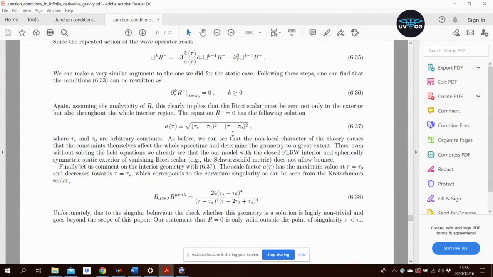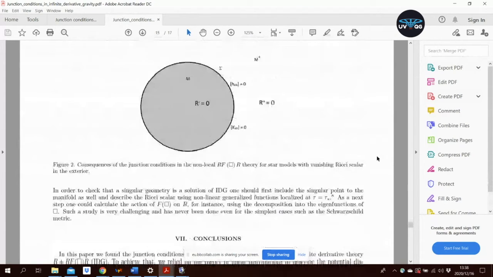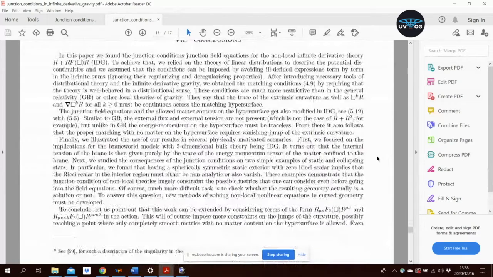But as I have said, this scale factor is singular, because this is a singular collapse that it's describing. So it is difficult to see if this is actually a solution of this non-local theory. But what we do know is that if we want to describe, for example, a bouncing collapse, you cannot have a static exterior solution. So yeah, that's basically it.